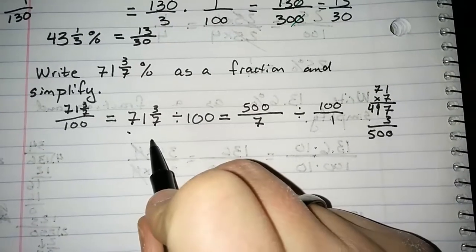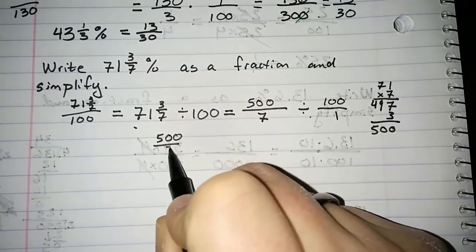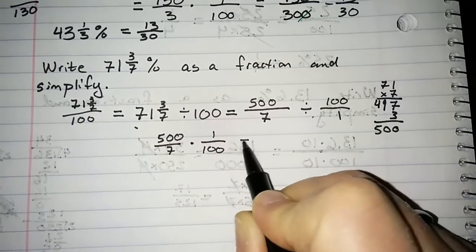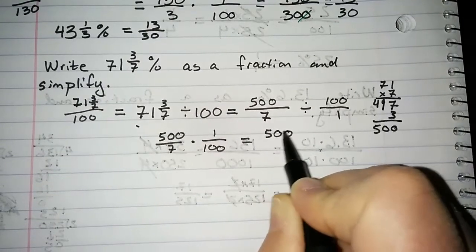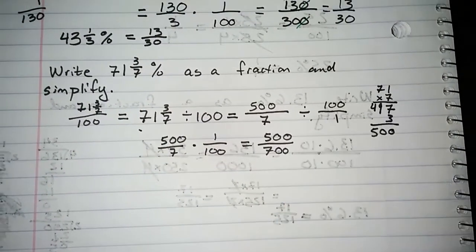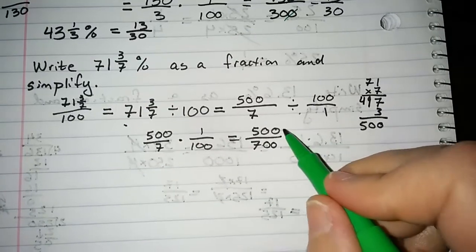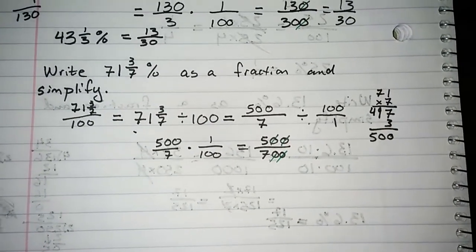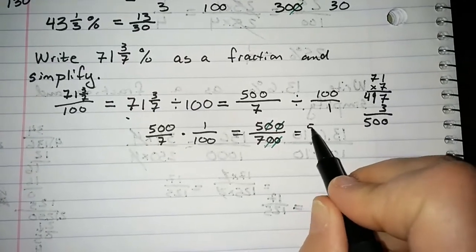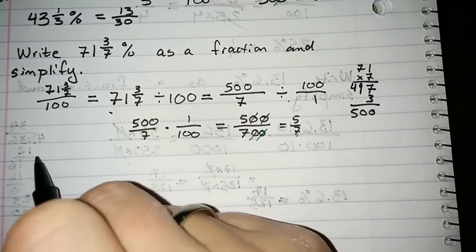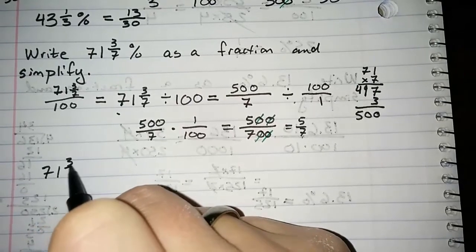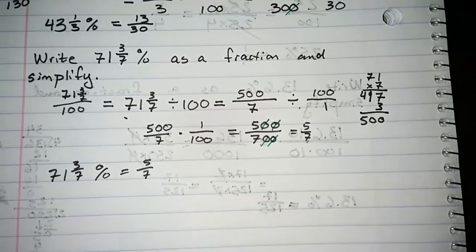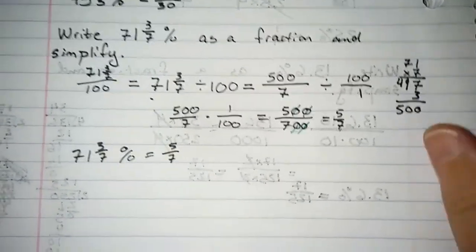Rewrite this as multiplication. 500 sevenths times 1 over 100. That'll be 500 over 700. Cancel one common factor of 10 and another, and I'm just left with 5 sevenths. So 71 3/7% is 5 sevenths. All right.